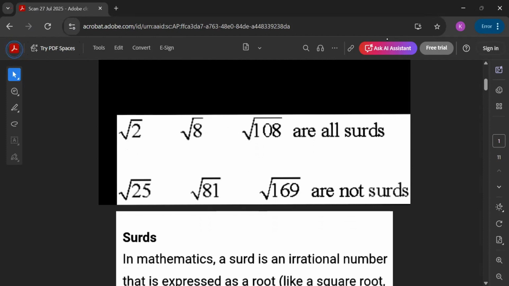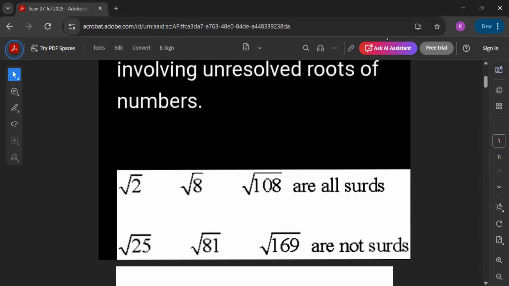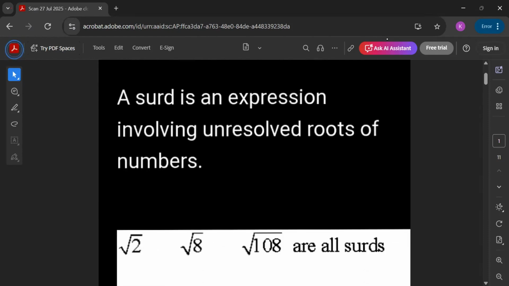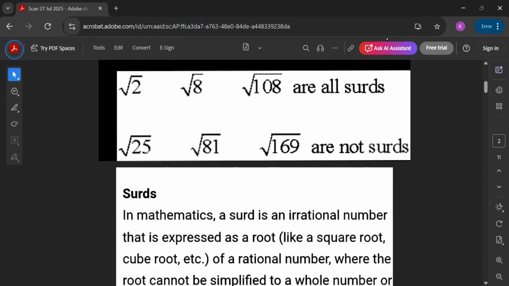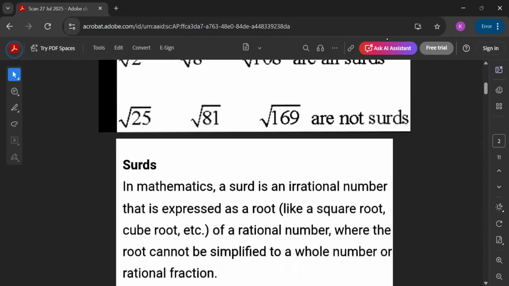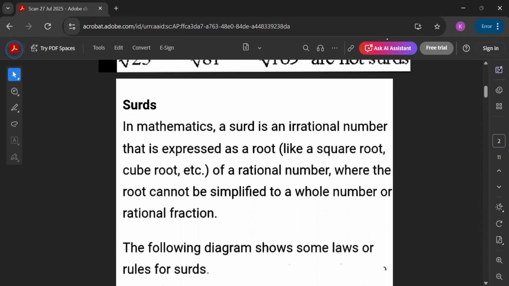Whereas, if we take the square root of 8, we do not get an integer. Rather, in the calculator, we can have numbers in decimals. So basically, surds are, as we have studied here, the unresolved roots of numbers. The numbers that are not perfect squares, when we take the square root of them, are called surds. Okay, this is the basic definition. People can quickly go through it.